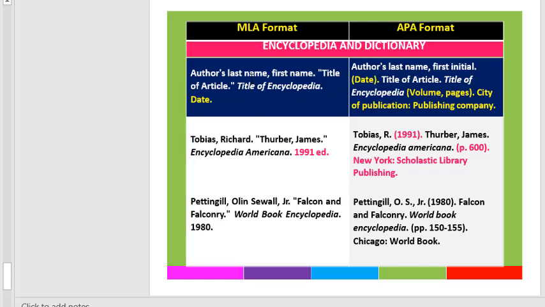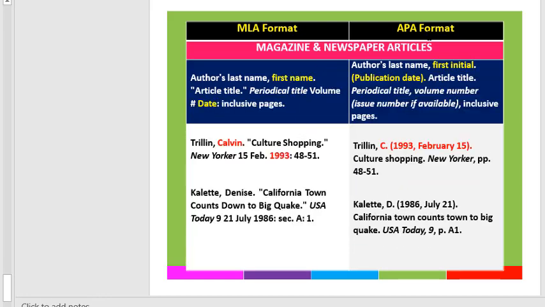This is the encyclopedia and dictionary: how you can write the bibliography of an encyclopedia or dictionary. Now this one is the MLA format and APA format for magazines and newspaper articles.